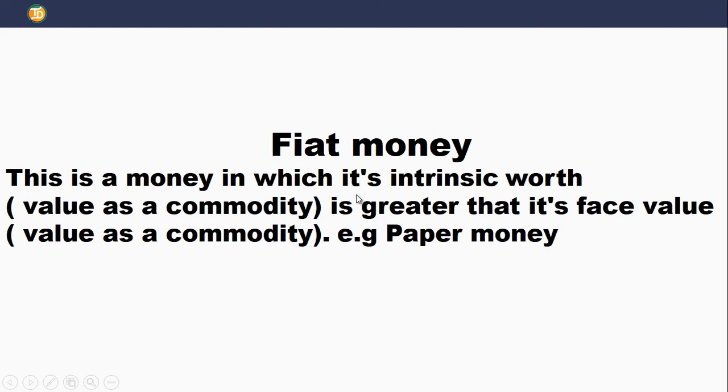Number two, we have fiat money. Fiat money is the money in which the intrinsic worth of money, which is the value of the money as a commodity, is greater than its face value. The face value of money is the value as money. So if the value of money as a commodity is greater than its value as money, it is said to be a fiat money. An example of fiat money is paper money.